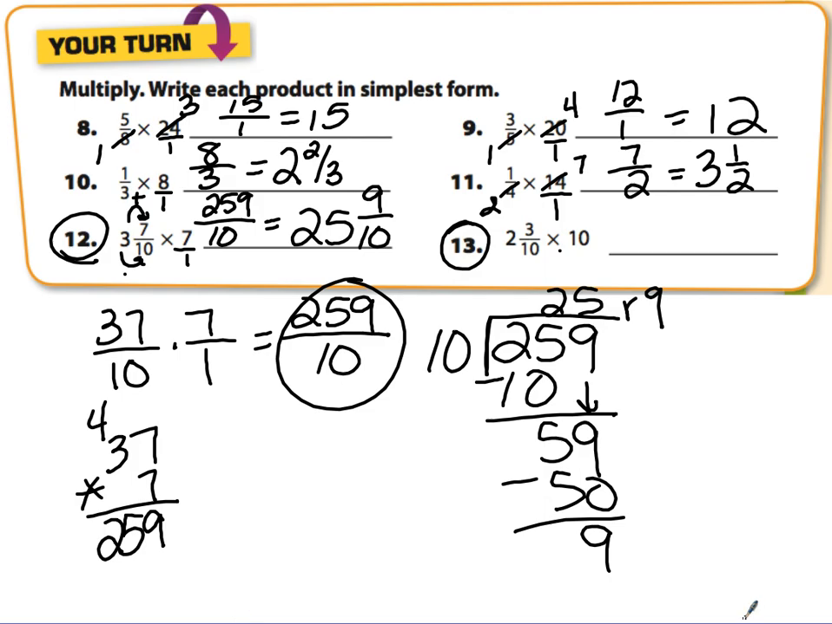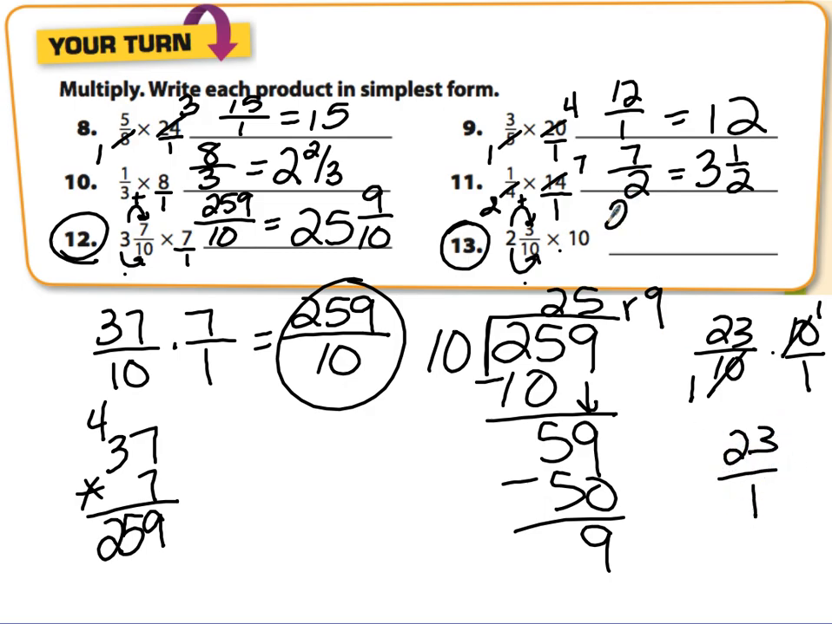So then again, for 13, I have 2 groups of 10, which is 20, plus the extra 3, so 23 over 10 times 10 over 1. I can cross simplify, yay! Both of these can be divided by 10, so I get 1. So I get 23 over 1, 23 over 1, so my answer is 23.